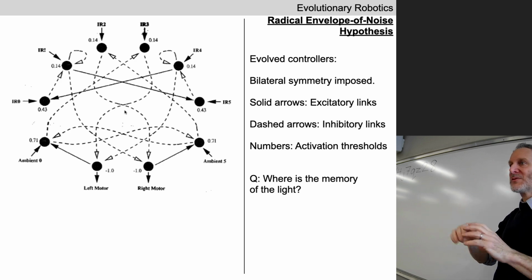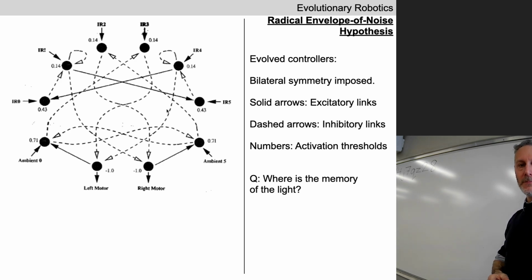Most of the synapses in you are inhibitory. Solid arrows represent excitatory links or excitatory synapses. In an excitatory synapse, the stronger the presynaptic neuron fires, the more strongly the postsynaptic neuron fires. Okay, the numbers here, which are a little hard to read, are the activation thresholds. They're details about the activation function. They're not relevant for us.